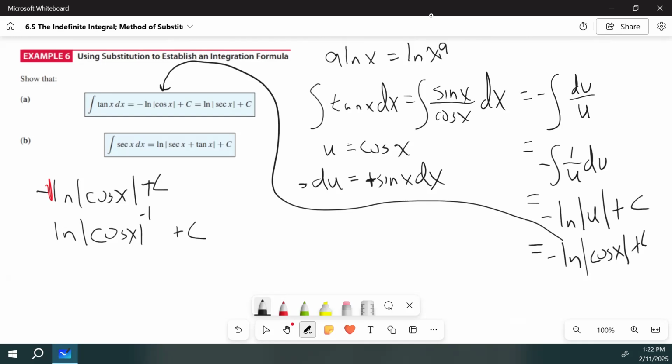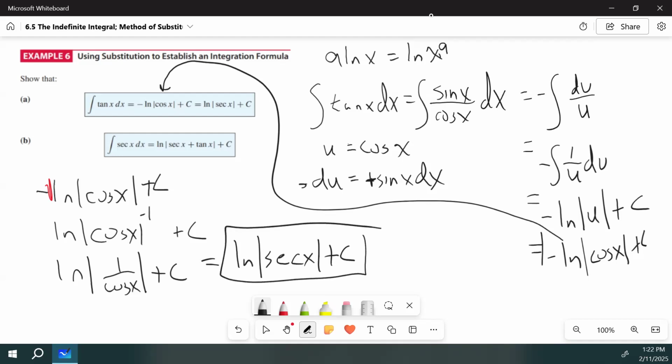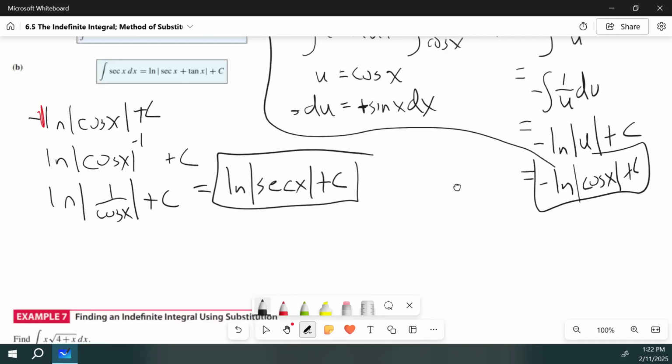Okay. And then since you have a negative 1 exponent, you can write that as natural log 1 over cosine x. And guess what 1 over cosine is? That's secant. So natural log absolute value secant x plus c. Okay. So either way, we proved those ones.